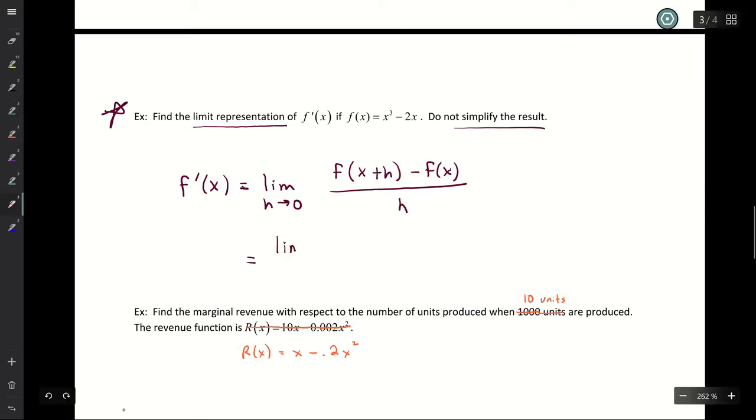So you keep the limit, and then f of x plus h. That means that in this function, where x is, you're going to substitute x plus h. So you'll substitute x plus h and cube it, and then you'll do minus 2 and then substitute x plus h where the x is. So it's going to look like this. I'm going to start with a parentheses since my x is cubed. Instead of x, I plug in x plus h. And then that's cubed. And then minus 2 parentheses. Instead of x, I'm plugging in x plus h.